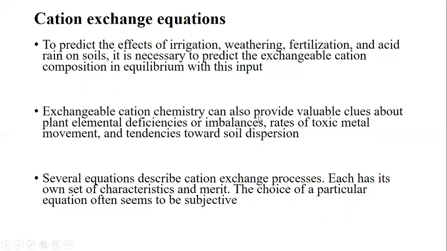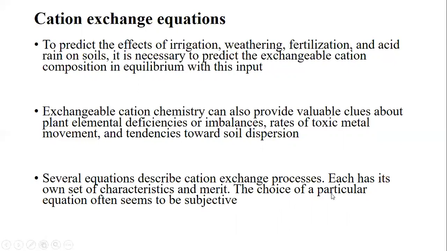Exchangeable cation chemistry can also provide valuable clues about plant elemental deficiencies or imbalances, rates of toxic metal movement, and tendencies toward soil dispersion. All of these things we can learn from what are the cations that are absorbed on the colloid surfaces. Several equations describe cation exchange process. Each has its own set of characteristics and merit. Characteristics, how we characterize its properties, and merit, it's how good it is. Its merit, is it beneficial, good, bad, better than others? That's what the merit is.